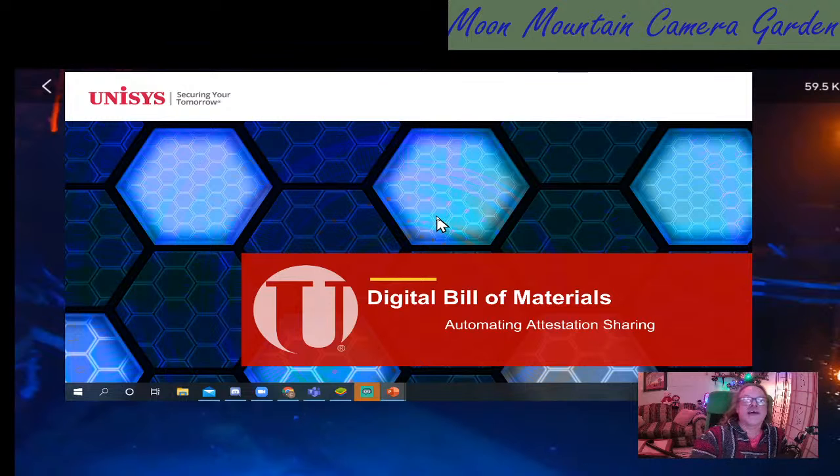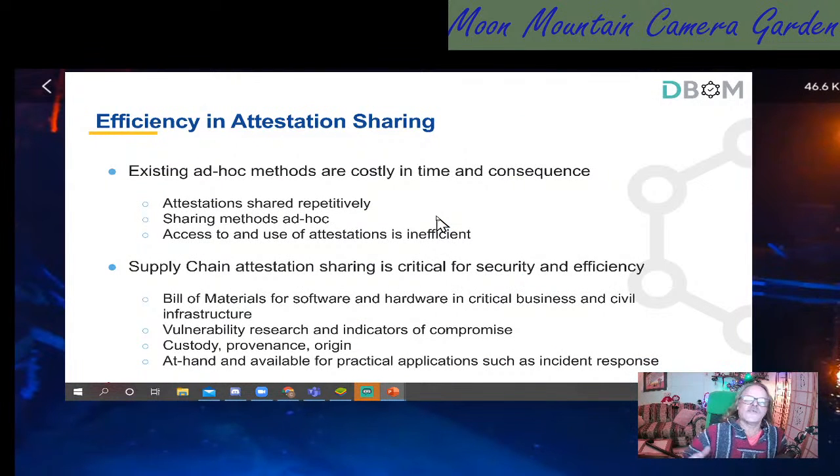Sharing of attestations. See, the sharing of attestations right now is a problem. It's extremely inefficient. We have all sorts of explicit and implicit attestations we share as part of going through life and doing business and governance and so forth. And we find that we share a lot of those attestations over and over again. Do I have to tell you that again?